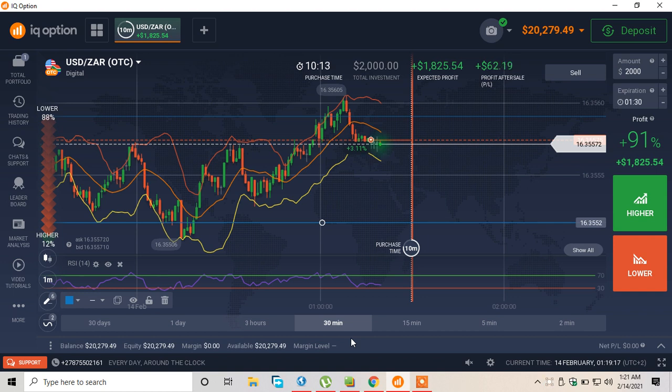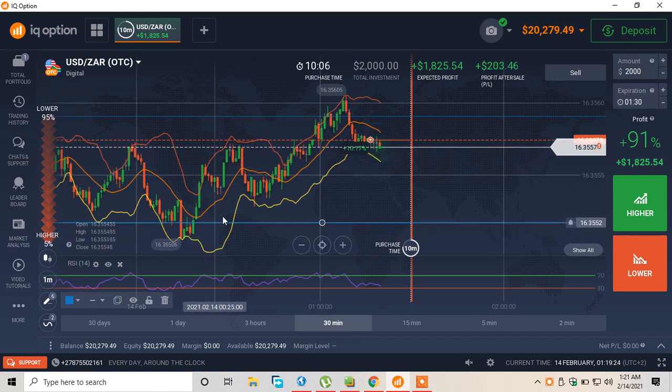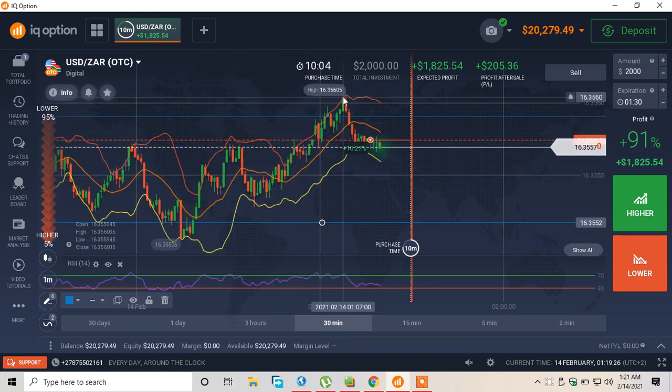Basically, to explain the strategy that we're now using, it is a trend following strategy. You see the market has been going up for quite some time and then it changed. How do you confirm the change? We have this swing around this area here.